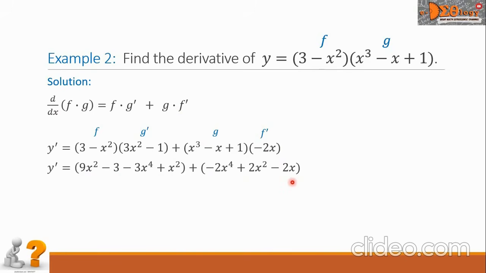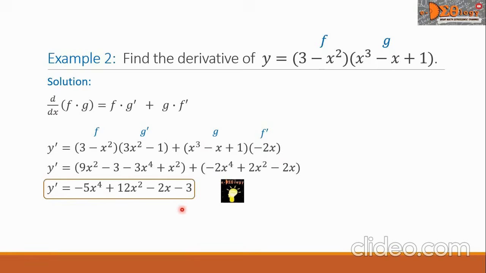Let us remove the grouping symbol and combine similar terms. So we have y prime equals negative 5x raised to 4 plus 12x squared minus 2x minus 3. This is our final answer.